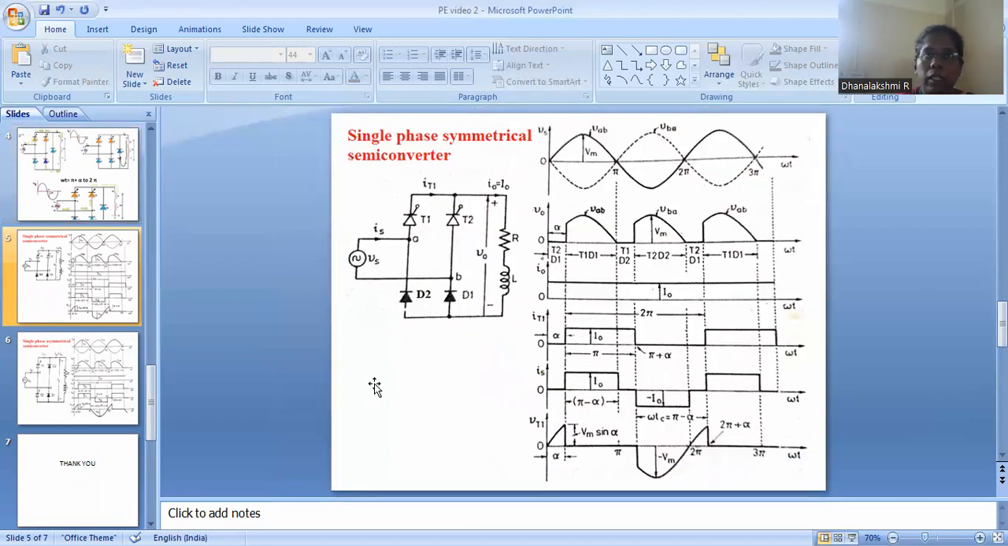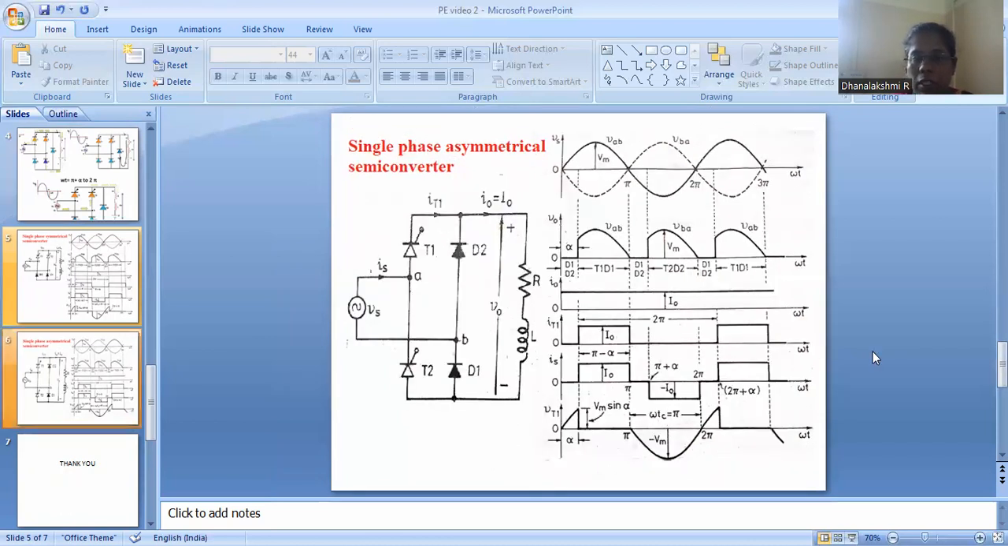In the single phase semiconverter, we have two configurations. One is symmetrical, the other one is asymmetrical. When a leg carries one thyristor and one diode, we say that configuration is a symmetrical configuration. Why do we say this configuration is symmetrical? Because both the legs are symmetrical, each carrying one thyristor and one diode.